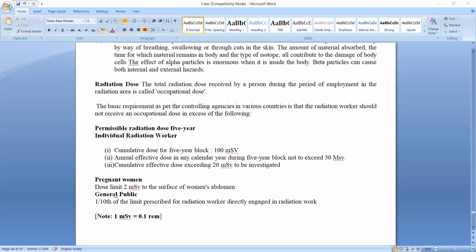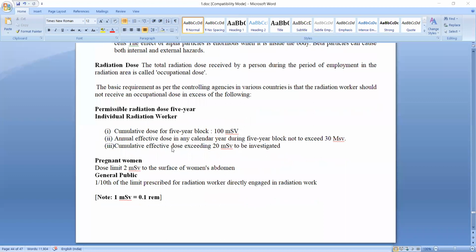Next, general public. These are for workers, this is for pregnant ladies. For the general public, 1/10 of the limit prescribed for the radiation worker. What is the dosage prescribed for radiation workers? In that, you have to take the 10th part as the limit for the general public. Okay, these are the radiation dosage limits for 5 years block.